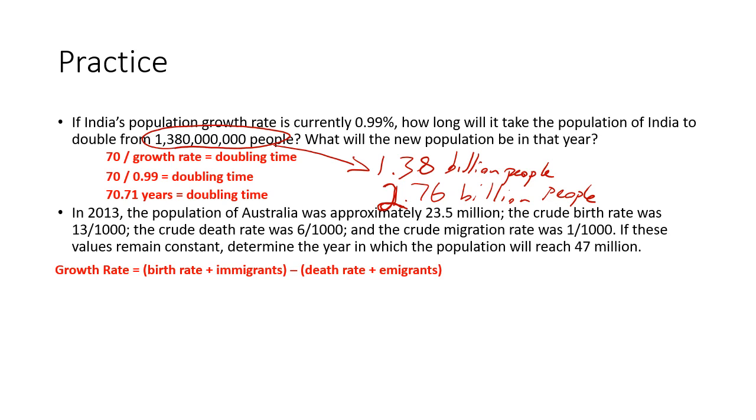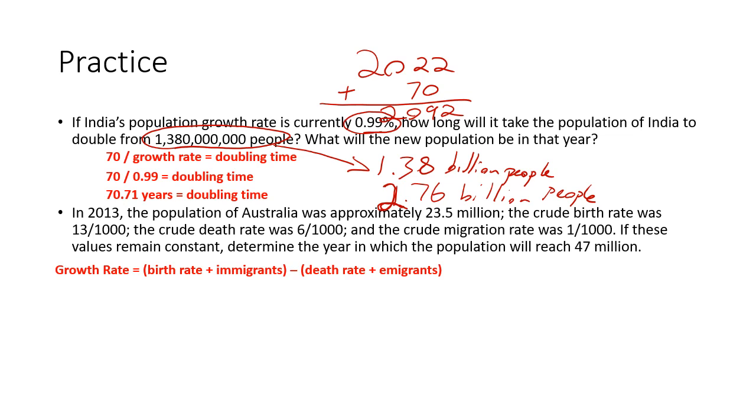So if this is just adding on to the question, if this is 2022 right now, which it is, we add 70, I'm just going to say 70 years to that. We're expecting there to be 2.76 billion people in India in 2092. Okay, so at the end of the century, assuming that conditions stay constant, and assuming that this growth rate stays constant as well.